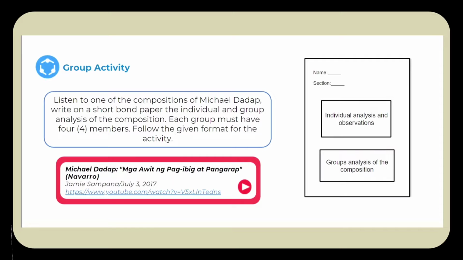Hi musicians, listen to one of the compositions of Lucio Dadap. Write on a short bond paper the individual and group analysis of the composition. Each group must have 4 members. Follow the given format for the activity.